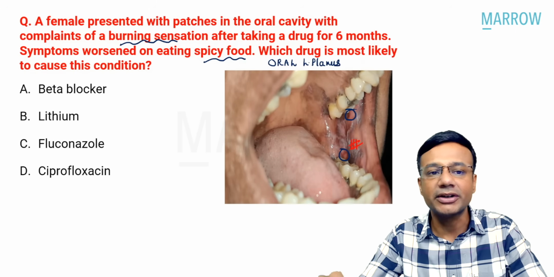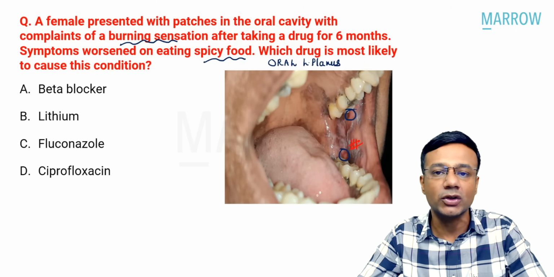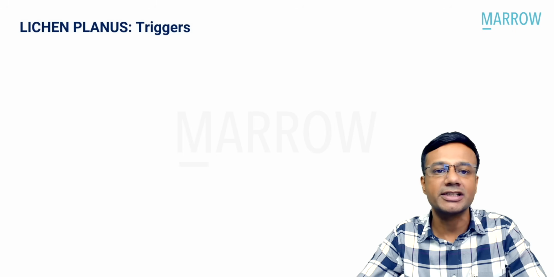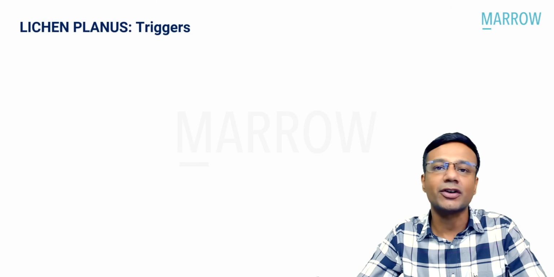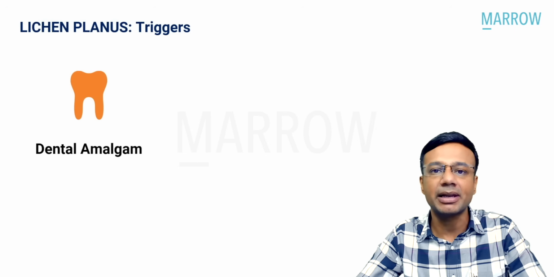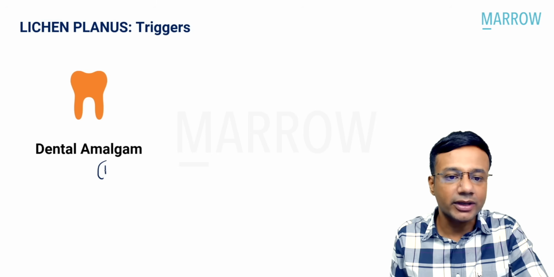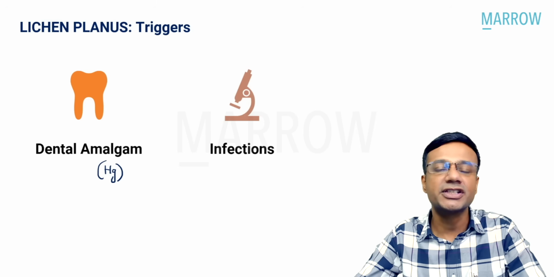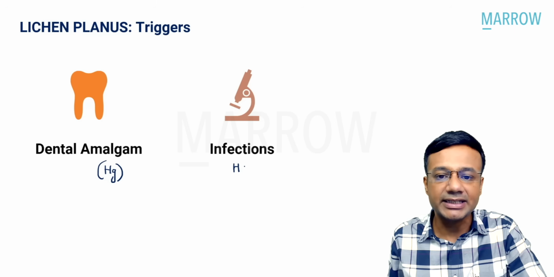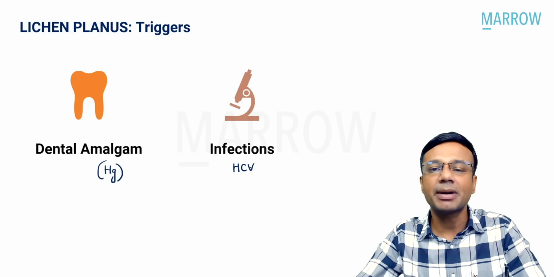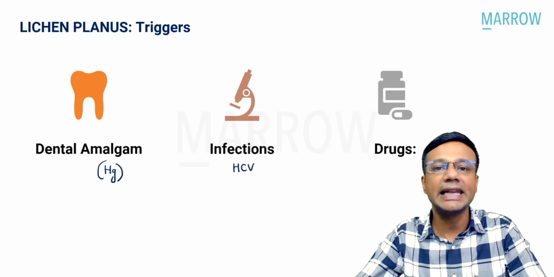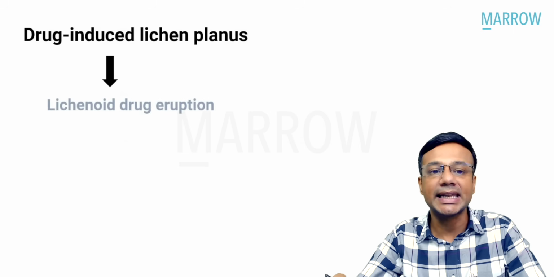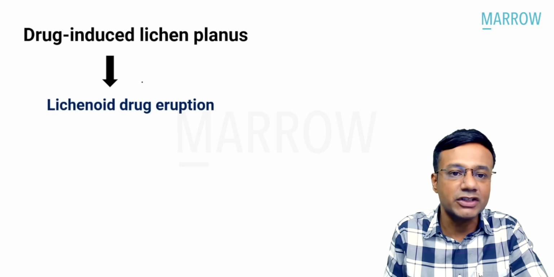Now, which is the most common drug which triggers oral lichen planus out of the options given here? The correct answer for this question is option A, beta blockers. Now, when we look at the triggers of lichen planus, number 1, we have dental amalgam. In dental amalgam, we are talking about mercury. In infections, the most important infection which can trigger lichen planus is hepatitis C virus. And apart from this, we have a lot of drugs which can trigger lichen planus. Now, drug-induced lichen planus is also referred to as lichenoid drug eruption. So this is something which we need to keep in mind.